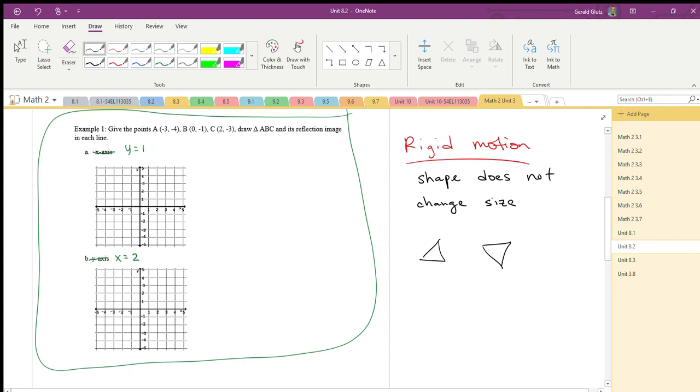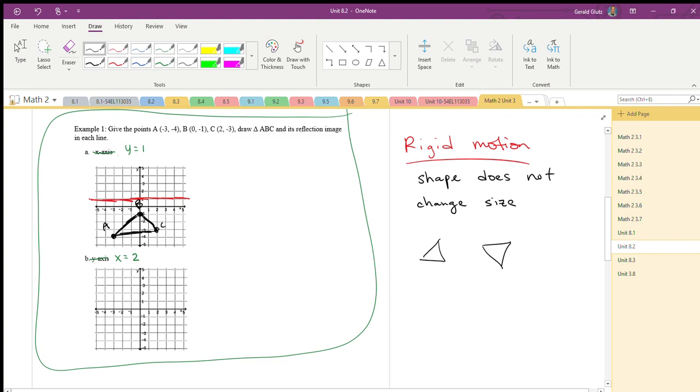So over here, and this is not on your notes, it's just a little review. If we have to reflect these points over the line y equals 1, first thing I'm going to do is draw the line y equals 1. So that would be this line right here. Anytime we have y equals a number, it's a horizontal line. So I'm going to graph those points. So -3, -4. So I go left 3, down 4. And then 0, -1 would be right here, and 2, -3, so right 2, down 3. So if at any point I'm going too fast, please pause the video. So we got A, B, and C.